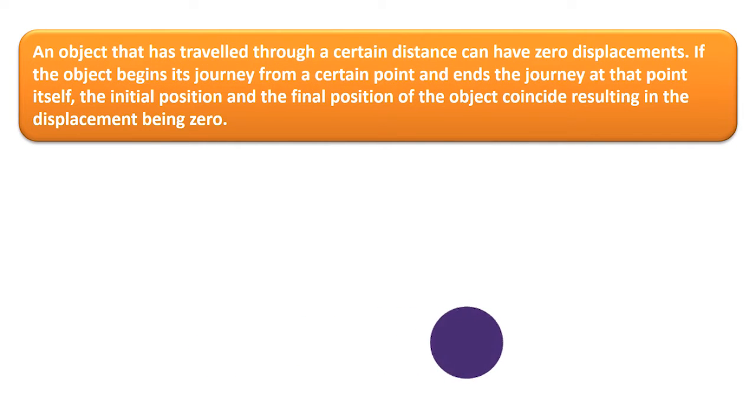A few questions related to the topic studied above are mentioned in this slide. Let's begin answering the questions one by one. Answer 1. An object that has travelled a certain distance can have zero displacement. If the object begins its journey from a certain point and ends the journey at that point itself, the initial position and the final position of the object coincide, resulting in the displacement being zero.